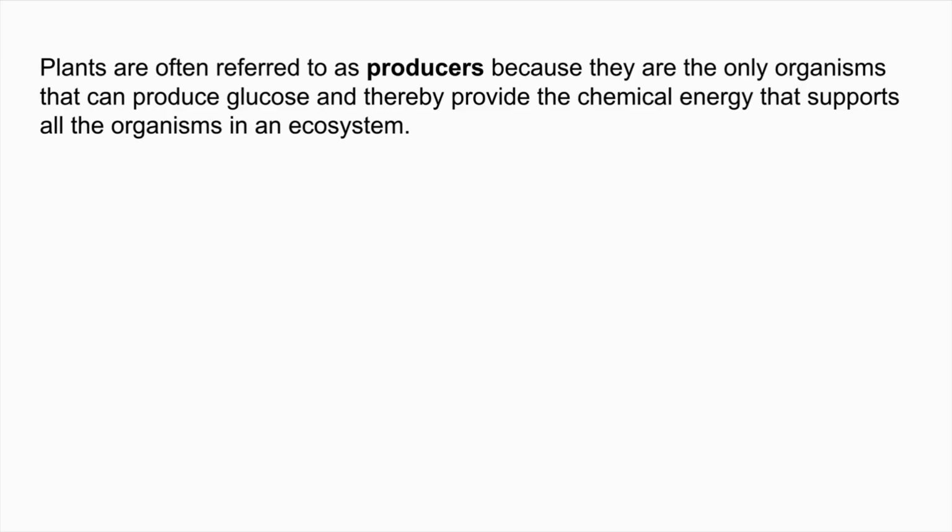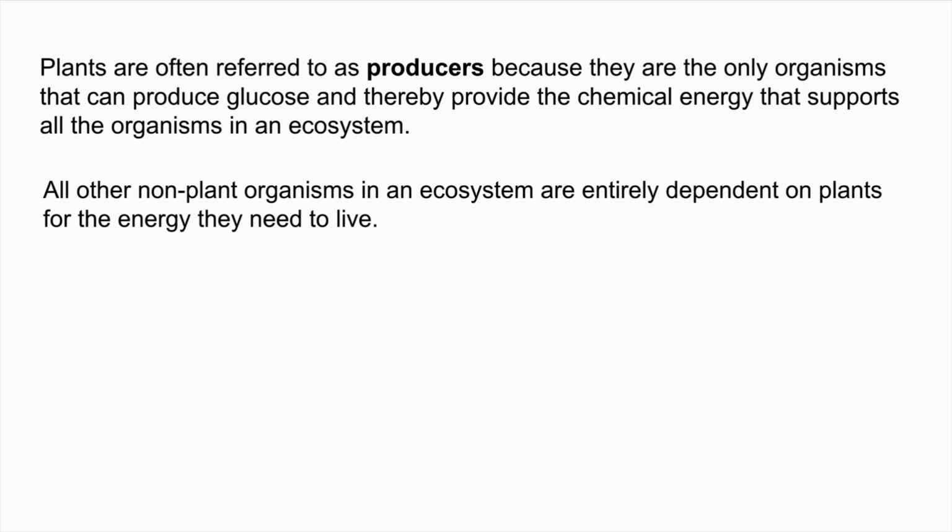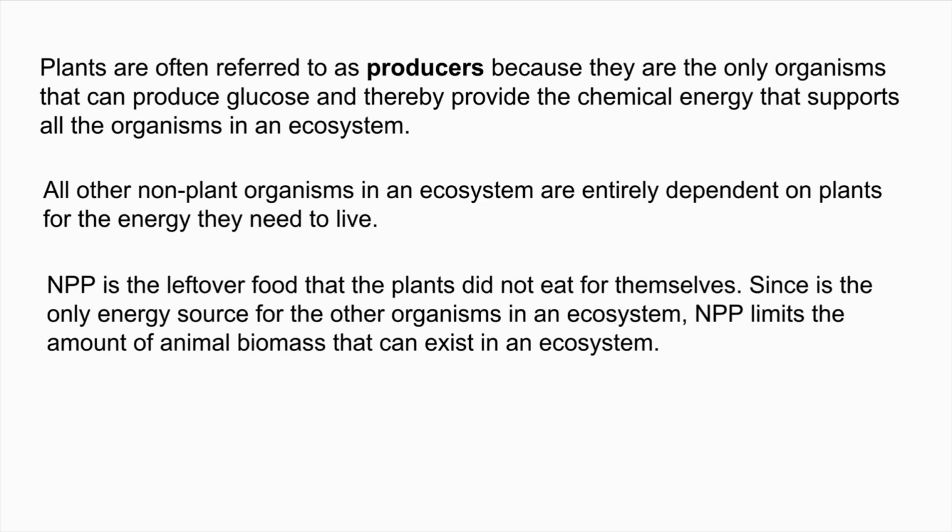Now, we refer to plants as producers because they're the only organisms that can produce glucose, food, okay? And so they basically provide the chemical energy that supports every organism in an ecosystem. So all other non-plant organisms are entirely dependent on these plants to produce the food that they're going to live off of. So since NPP is the amount of available energy for everything else to live off of, it basically places limits on the amount of biomass you can have in the other non-plant organisms in an ecosystem. So NPP is important because it limits how much life can be in a given area.